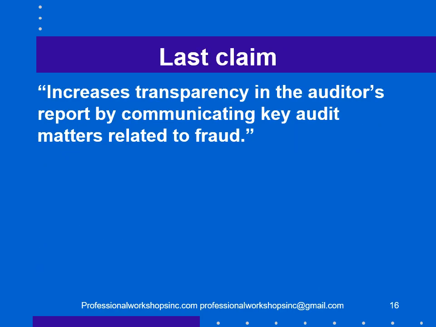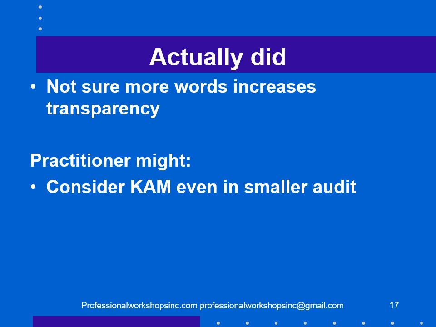The last claim: increases transparency in the auditor's report by communicating key audit matters related to fraud. Now, I'm not sure a page of words saying there might be fraud and we did a bunch of work and we can't tell increases transparency. It's kind of just an excuse for the auditor. Though seeing they are suggesting key audit matters, almost as an automatic, with respect to fraud, even in a smaller audit.